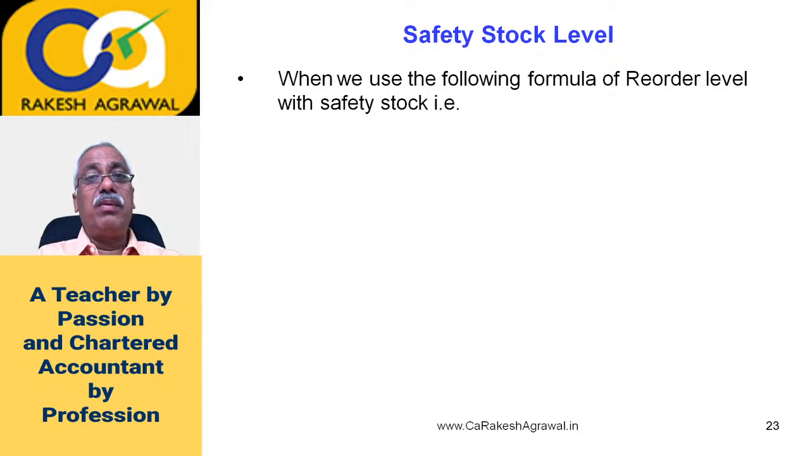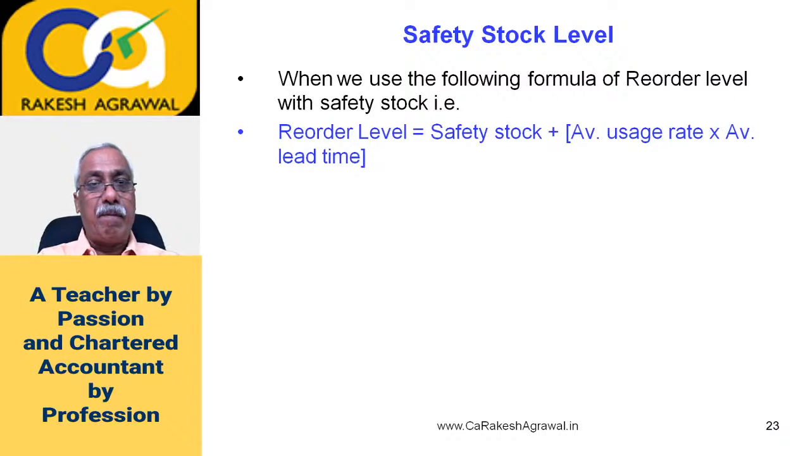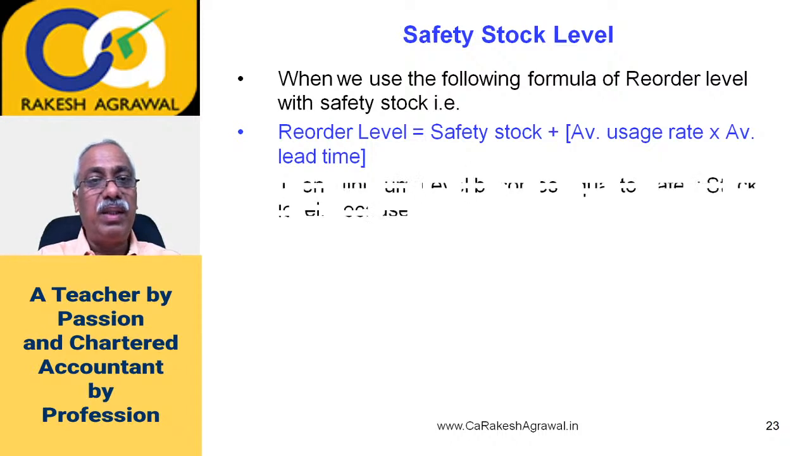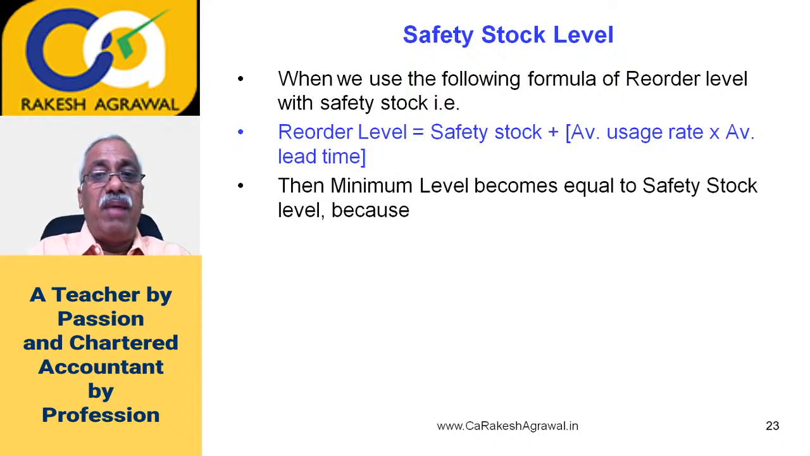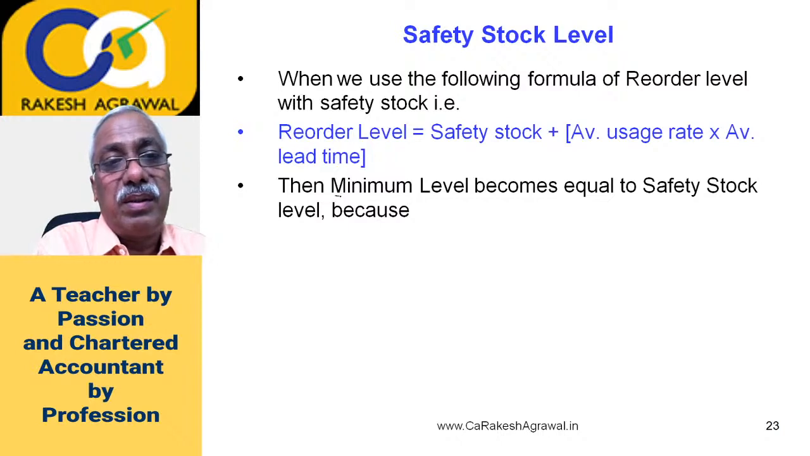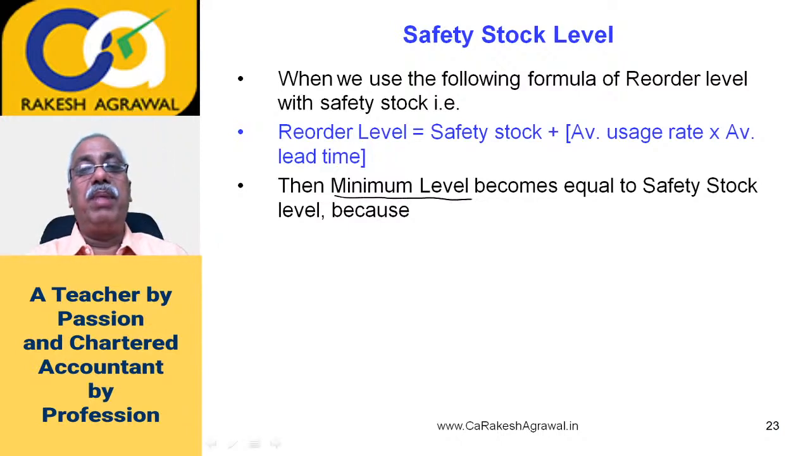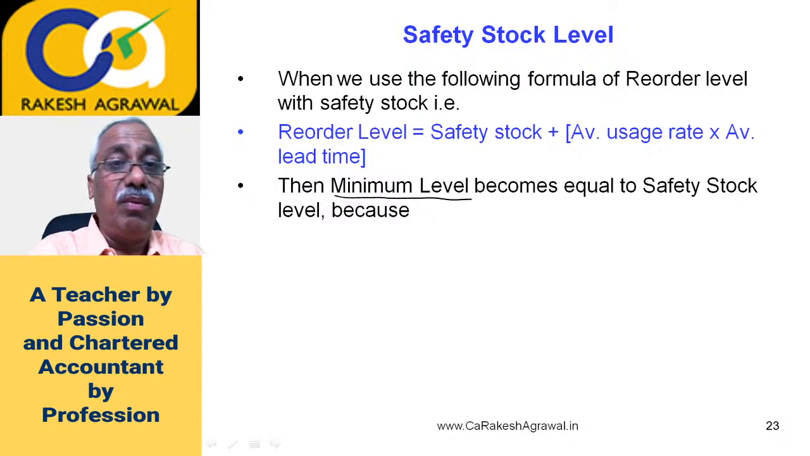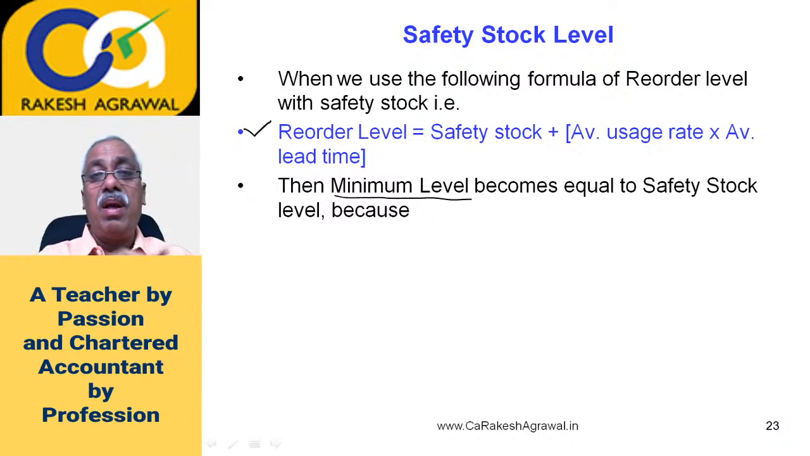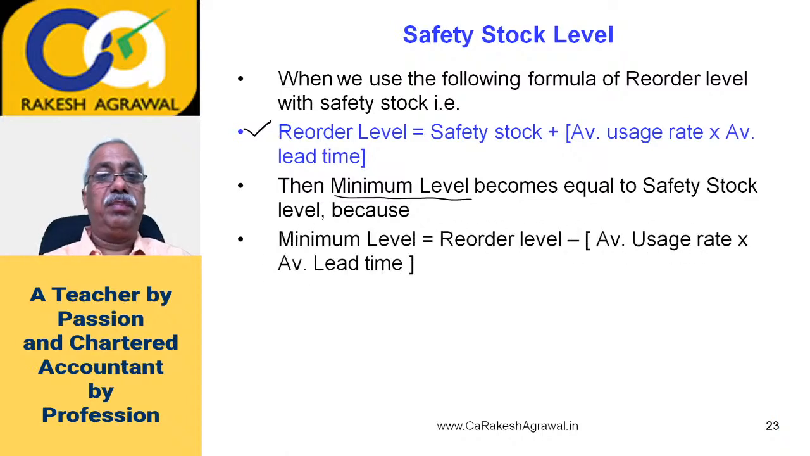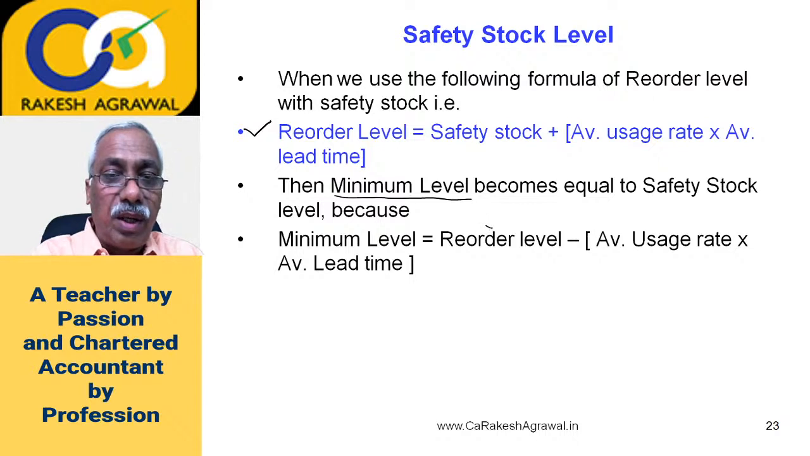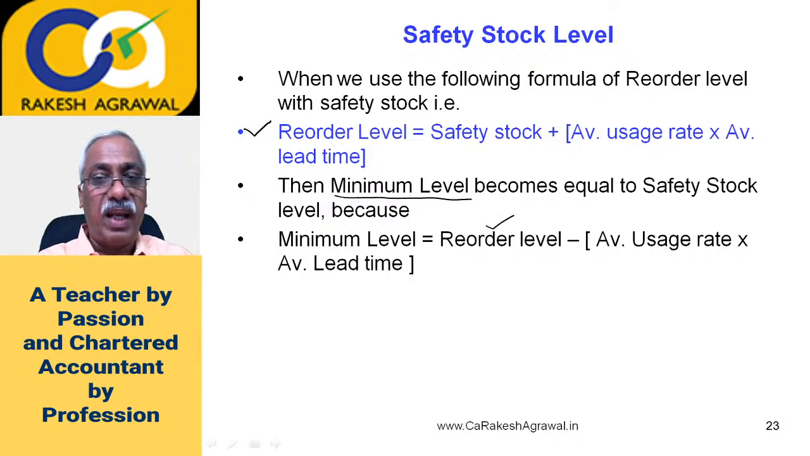Now when we use the following formula of reorder level with safety stock, that is this formula which we have seen, reorder level is equal to safety stock plus average usage rate into average lead time, then one thing happens. Then your minimum level becomes equal to safety stock level. This minimum level becomes exactly equal to safety stock level when we use this formula. Now how come this happens? Just check carefully. What is the formula of our minimum level? Minimum level formula is reorder level minus, in the bracket, average usage rate into average lead time.